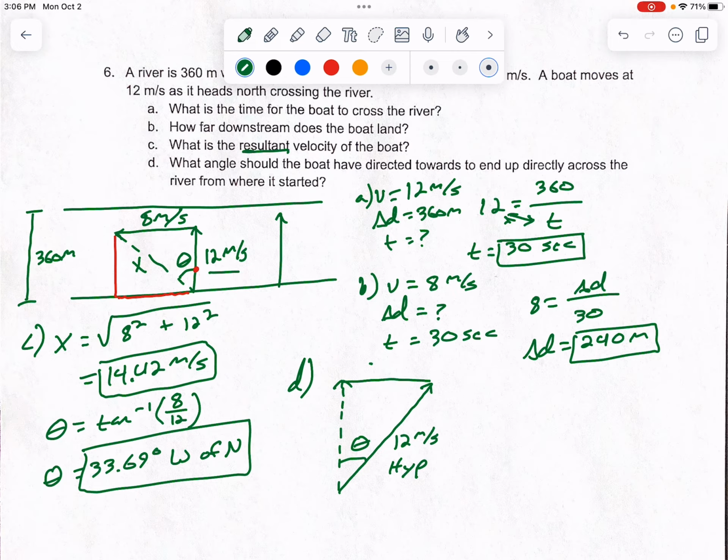My river is still the same. That's still 8 meters per second. That is my opposite. So I'm going to see which of my three trig functions has opposite and hypotenuse. Well, that's going to be sine. So sine of your angle equals opposite over hypotenuse, so 8 over 12. We're going to bring this sine over, and when we do that, it becomes inverse sine.